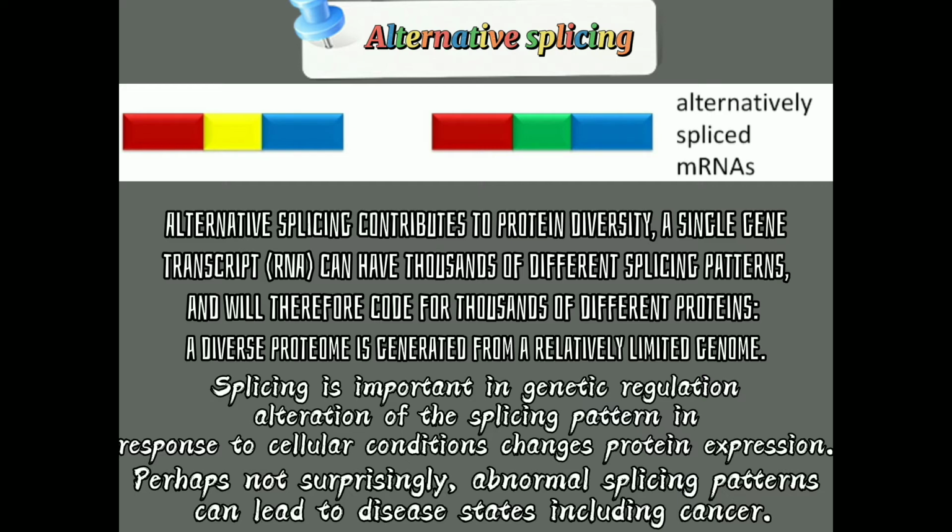Splicing is important in genetic regulation. Alteration of the splicing pattern in response to cellular condition changes protein expression. Perhaps not surprisingly, abnormal splicing patterns can lead to disease states including cancer.